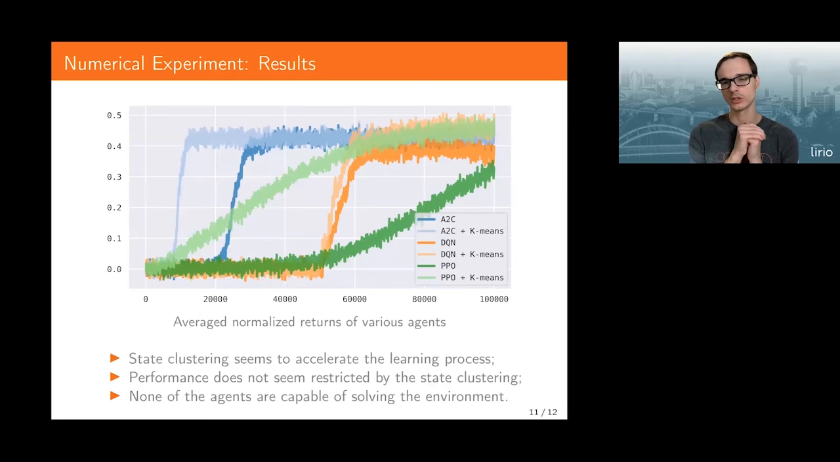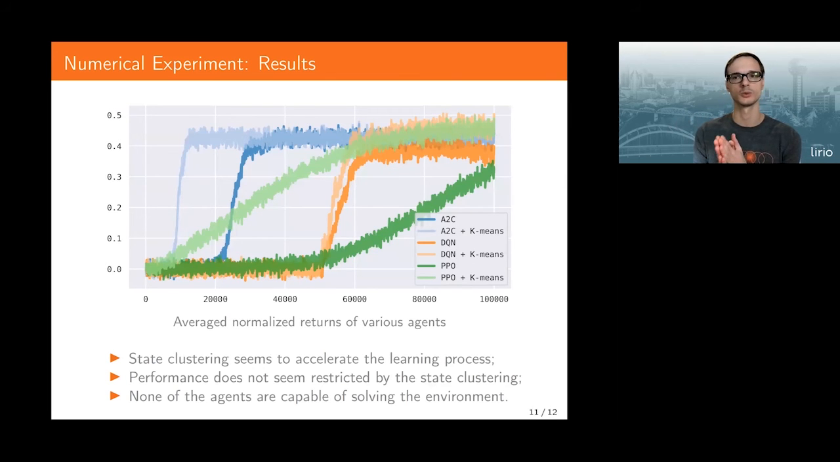Okay, so now talking about our numerical findings, let me walk you through this picture. So on the x-axis, we have number of time steps, or more specifically, number of unique agent environment interactions that go from 0 to 100,000. And on the y-axis, we have this normalized returns that we defined on the previous slide. So now what we do here is we consider three very popular algorithms for reinforcement learning. Those include advantage actor critic, deep Q network, and proximal policy optimization.